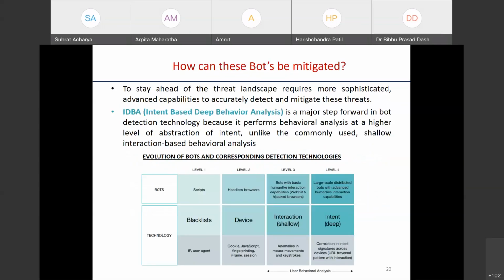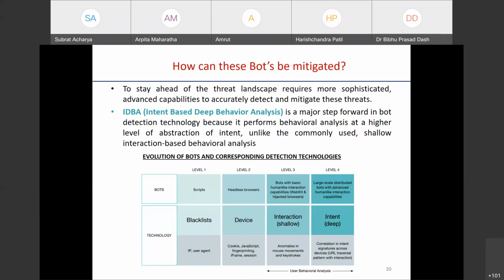Now how can we mitigate these bots here? As we know, this is intent-based deep behavior analysis. What we know is that bots are basically scripts, and they do different levels of operations. For the bots, there will be a blacklist. That means in the device or in the program, we can create some blacklist table also. And then, at the next level, we can say these are the devices, meaning here this particular service or this particular action. So that is also being tabulated.